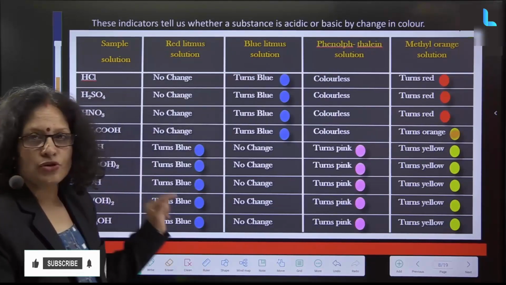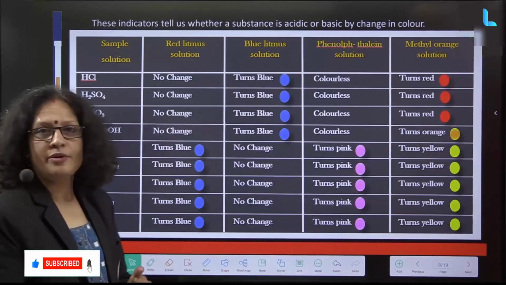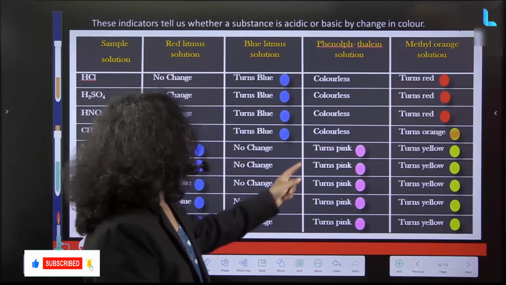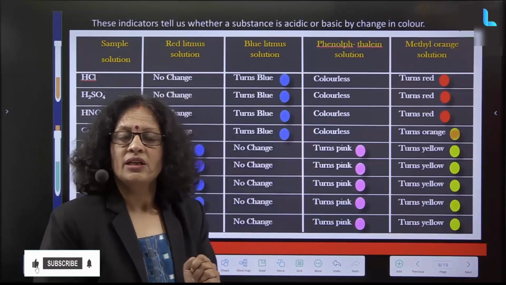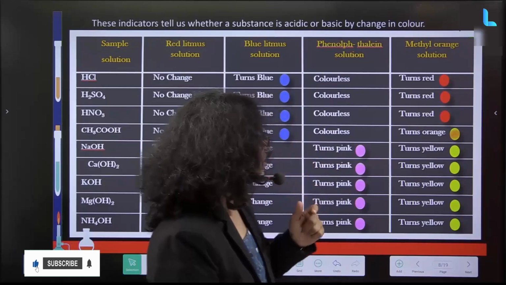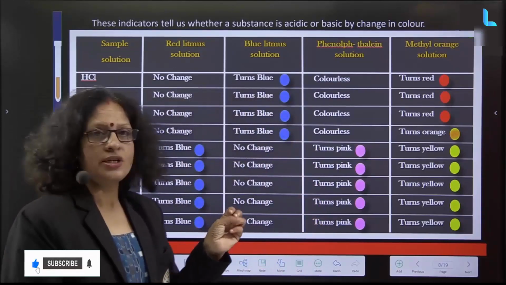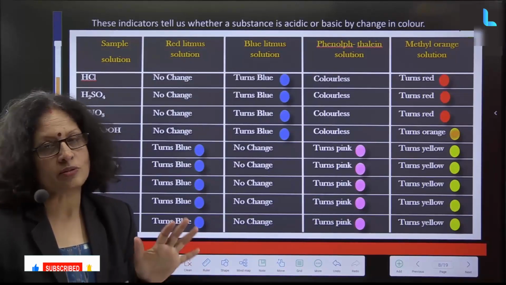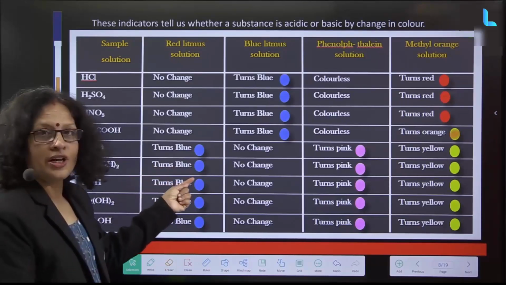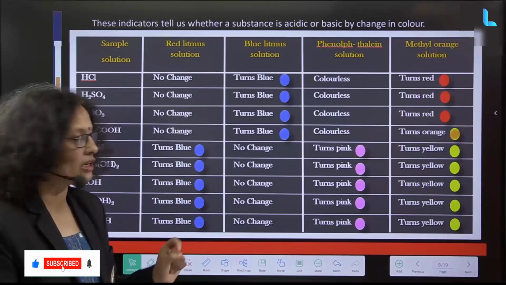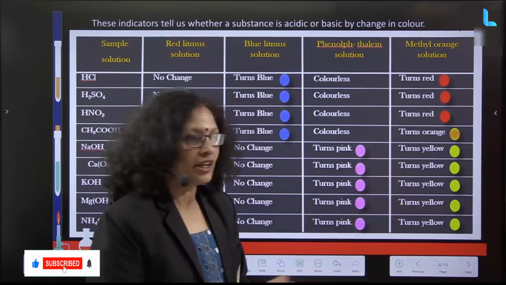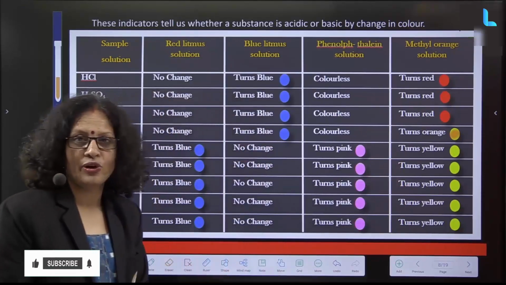Then sodium hydroxide is a strong base. So what happens now? Red litmus turns blue, means the substance is basic by nature. Blue litmus, no change. Then phenolphthalein shows pink color in basic medium. So sodium hydroxide is basic, so it is showing pink. And methyl orange does not show any color change because it is a basic solution. So the conclusion is a basic solution. Now calcium hydroxide is another base. It is turning red litmus to blue, means the solution is alkaline. Then blue litmus, no change, phenolphthalein turns pink, and again methyl orange is turning yellow only.